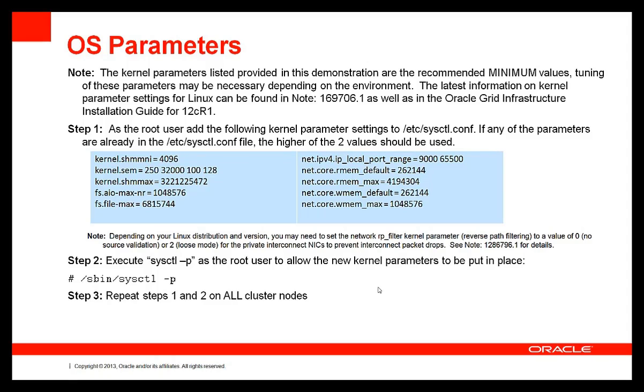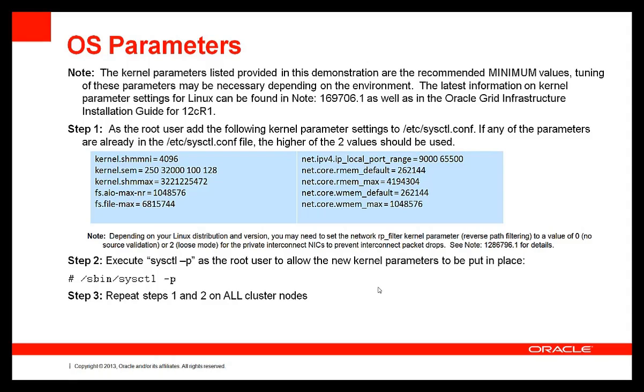So all the steps here are obviously going to be performed as the root user when making system configuration changes. Step one is to add the recommended kernel parameters to /etc/sysctl.conf. They're listed below. If you have higher values already in your sysctl.conf file, the higher of the two values should be used.